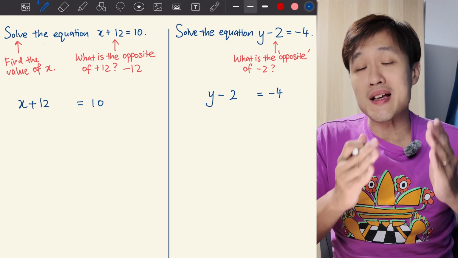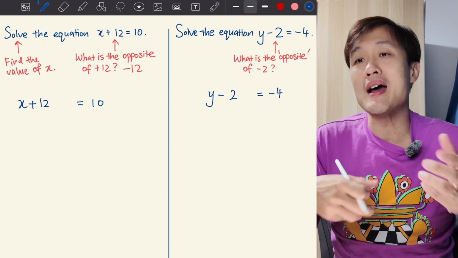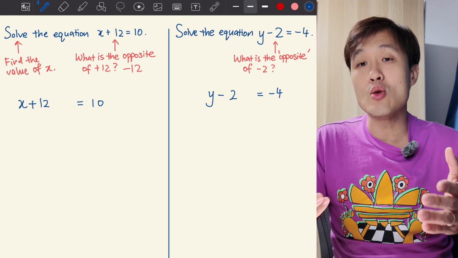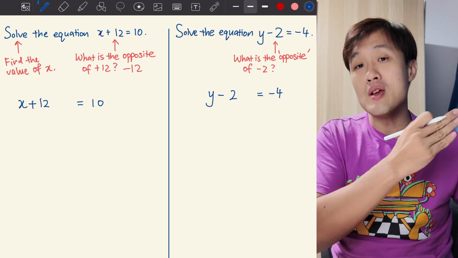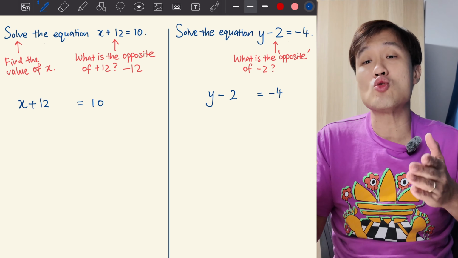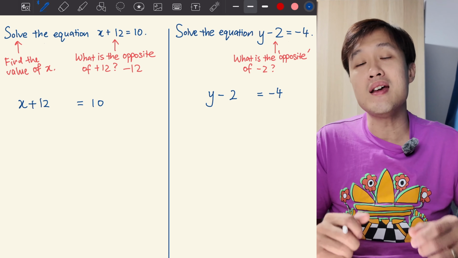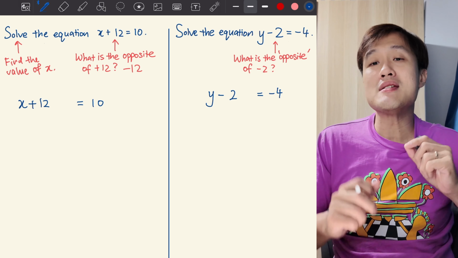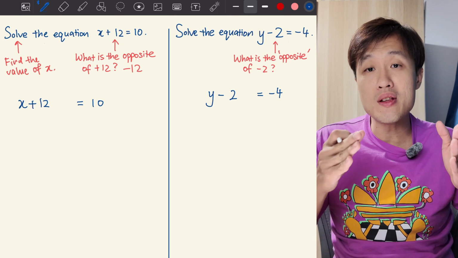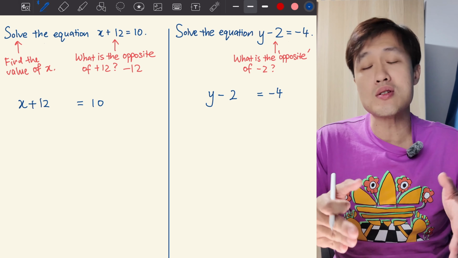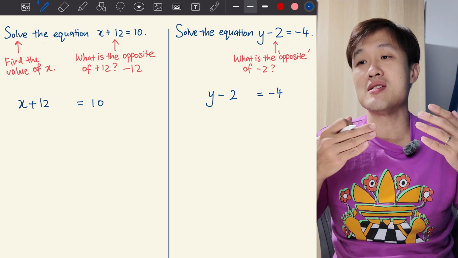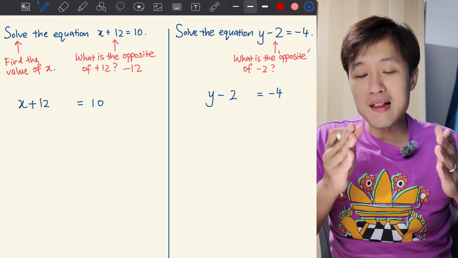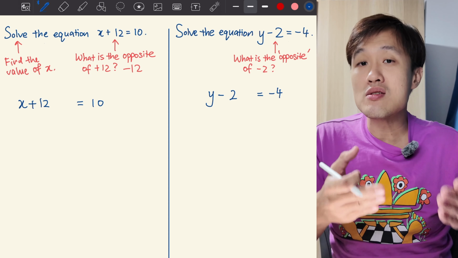It's compared to an expression where you only see, for example, x plus 5 or 3x minus 2. You don't see an equal sign, right? So that is an expression, whereas x plus 12 equals 10 is an equation. Okay, so what is linear? Linear means the highest power of the variable is 1. So you're not going to see x squared, you're not going to see x cubed, and so on and so forth.